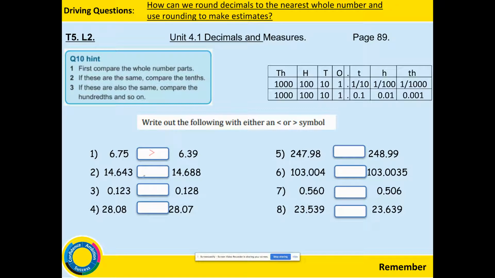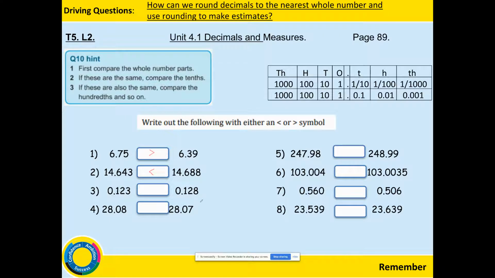Question 2, 14 is my whole number. I look at my tenths column. I have 6 tenths here and 6 tenths here. So I need to go to my hundredths column, where I have 4 hundredths here and 8 hundredths here. 4 is my smaller number. I'm going to do my arrowhead facing that way. Remember, we always point towards the smaller number.